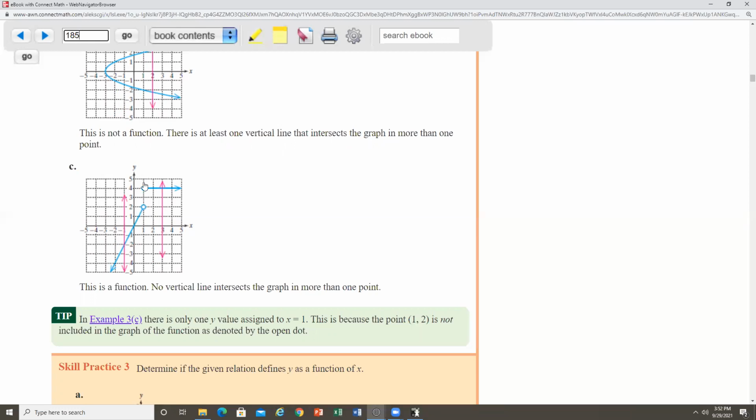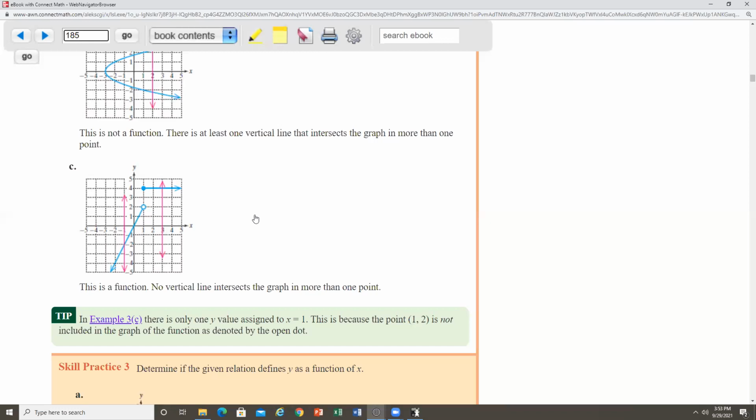Not technically. Technically, it doesn't, because this is an open circle here, ladies and gentlemen. The point (1, 2) does not lie on the graph of this relation. The point (1, 4) does, because that's a closed circle. So, ladies and gentlemen, this is a function. This relation is a function. This graph passes the vertical line test.